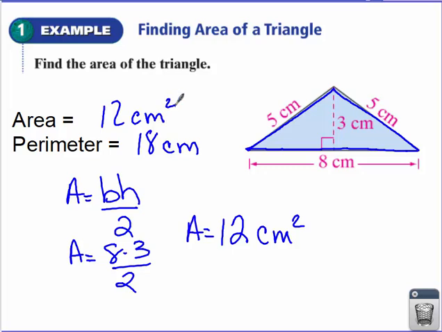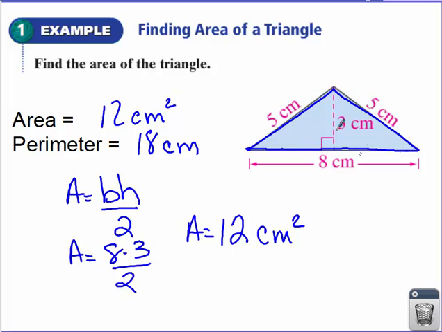Okay, now it's centimeters squared because it is a two-dimensional measurement. Okay, and that's what the 2 stands for. Perimeter is a one-dimensional measurement, so it's centimeters to the first, or put nothing there. Area is centimeters squared because it is a two-dimensional measurement. And that's all there is for triangles.